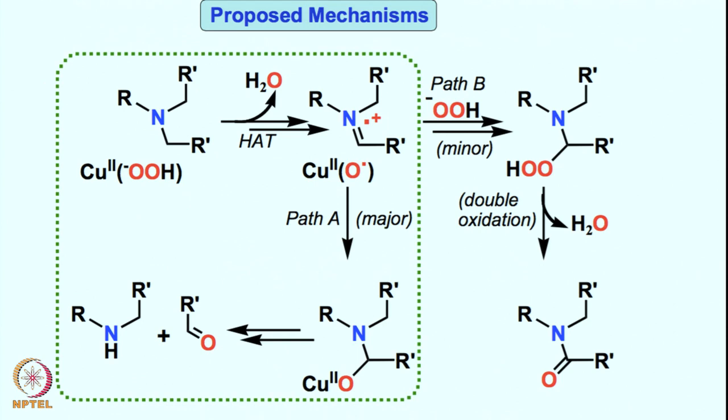Now, overall then, what we have seen, and this is quite interesting to note, is that both a copper superoxo and a copper hydroperoxo are capable of doing the substrate hydroxylation chemistry.